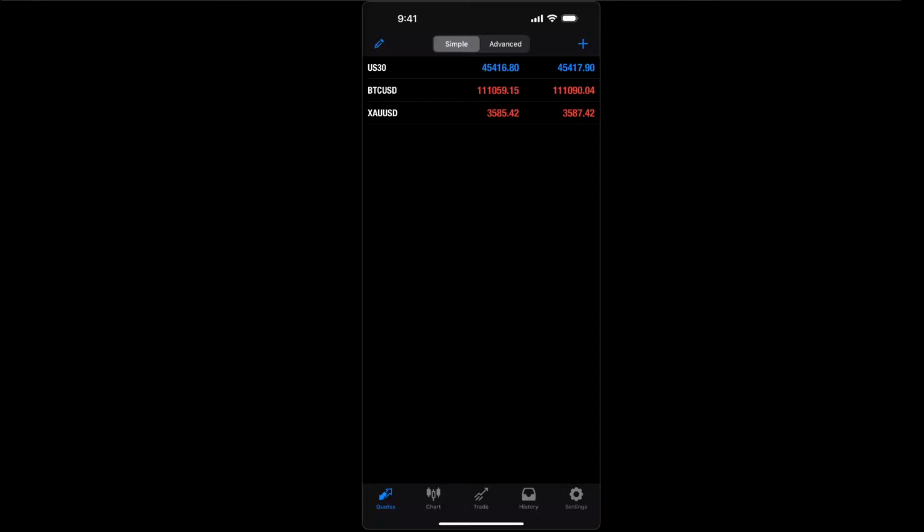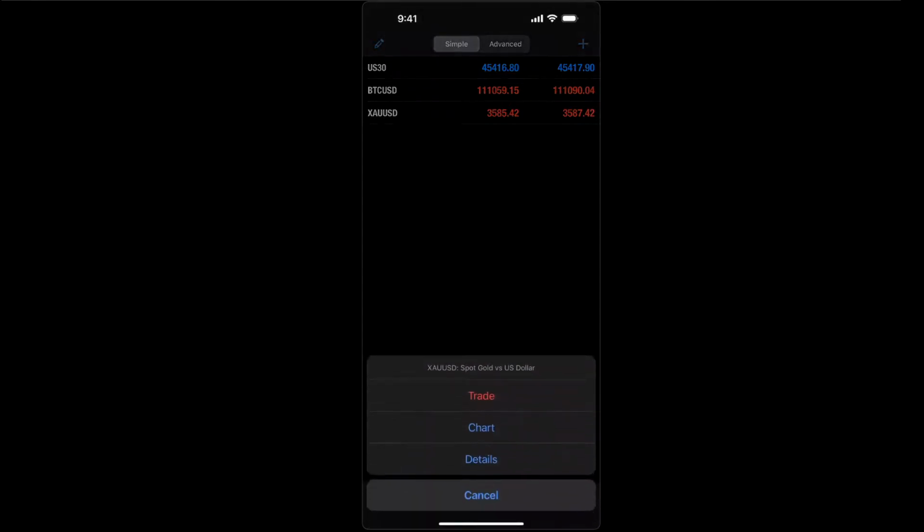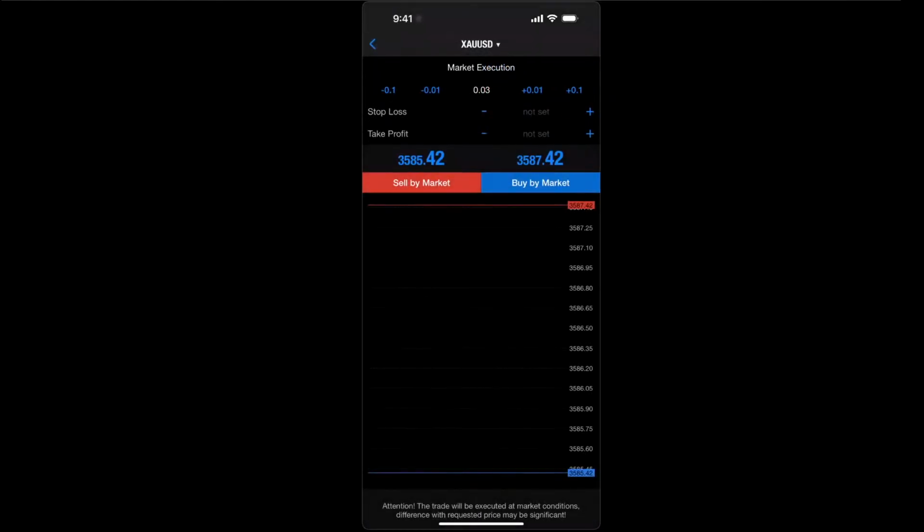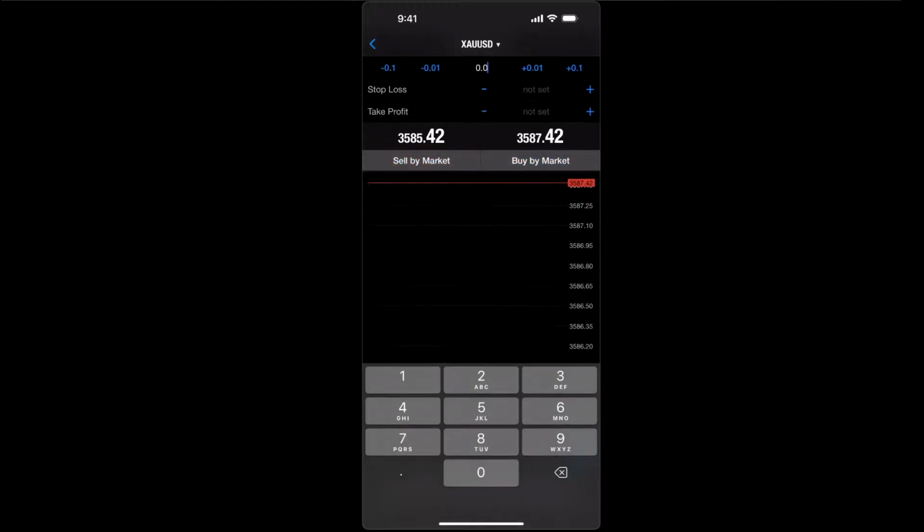If you want to know how to trade, all you got to do is go to the pair that you want to trade. So we're going to use gold again as an example. Hold it down with your finger until this window pops up at the bottom. Then you can hit trade. From here, it'll let you hit sell or buy. You see where underneath it says market execution? You can delete this and change it to whatever lot size that you're going to be using, right?